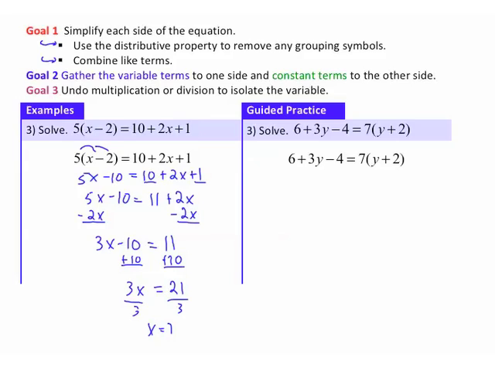Now it's time to check your understanding of using all 3 goals to solve an equation. Pause your video player and answer this guided practice question. When you're done, hit play to see how you did.